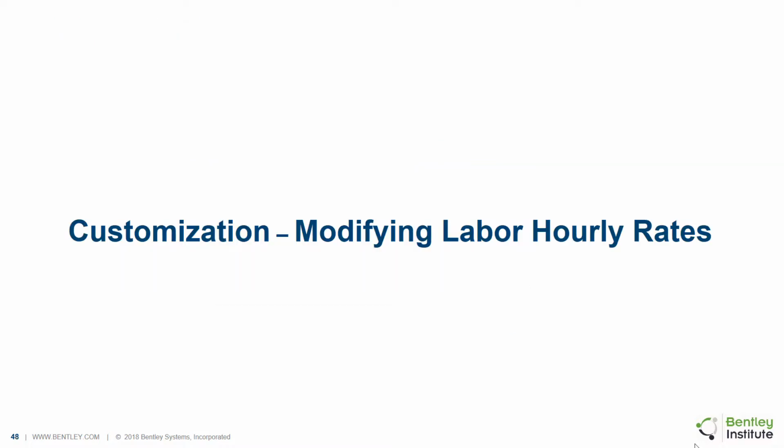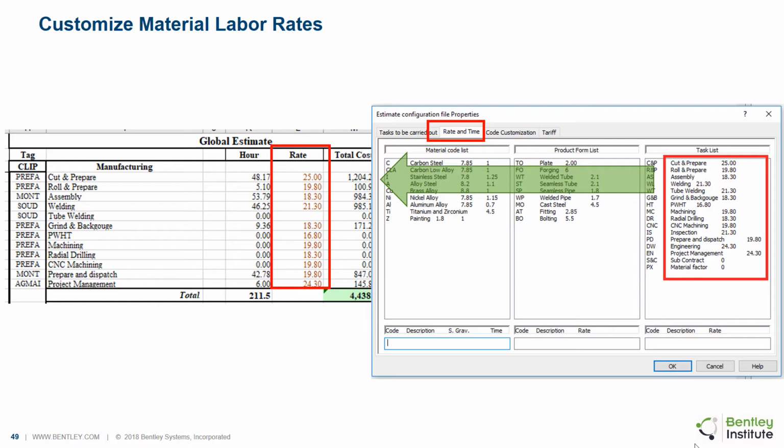Let us now review the labor rate customization. The labor rates can be obtained from the cost estimate report global estimate in the manufacturing cost section under the rate column as shown on the left image. These rates come from the rate and time tab of the customization module, that is the estimate configuration file properties window as shown on the right. The third column in the image to the right shows the task list which lists hourly labor rates. We will modify the labor rates next.